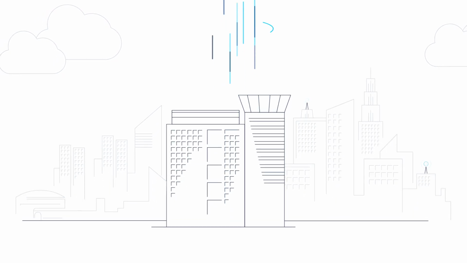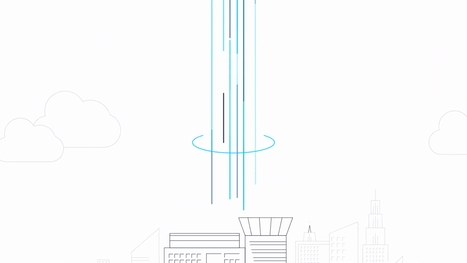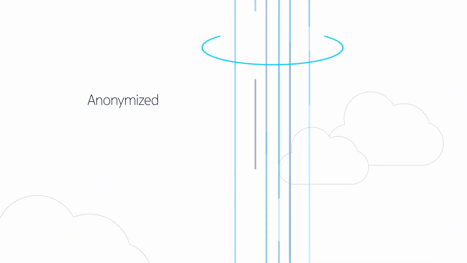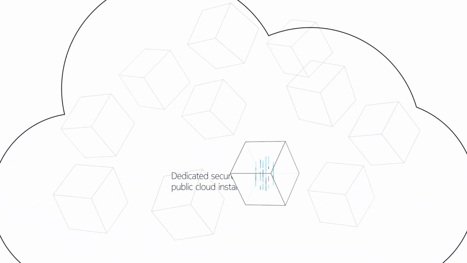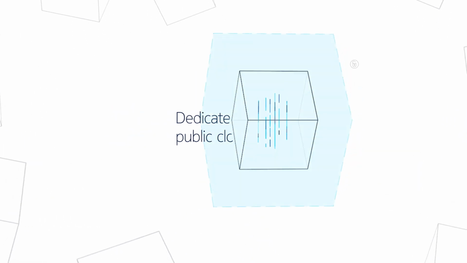Here's how. First, we set up your dedicated secure public cloud instance. Your network and operational data is then uploaded via a secure pipeline. The Nokia Security Framework on Microsoft Azure or any other public cloud isolates your data and actively manages its security to comply with data protection regulations.